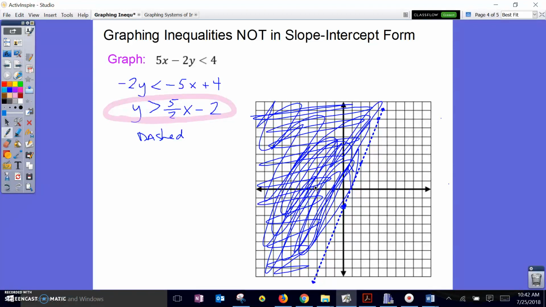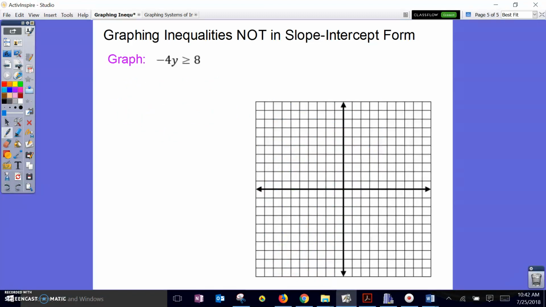And one last example of an inequality that's not in slope-intercept form. Negative 4y is greater than or equal to 8. We can get it into slope-intercept form by dividing both sides by negative 4. If we do that, we get y. We flip the inequality sign since we divided by a negative. And 8 divided by negative 4 is negative 2. Now you may not immediately recognize this as being in slope-intercept form, but I always think about these as being in slope-intercept form. This really is the same thing as y is less than or equal to 0x minus 2.